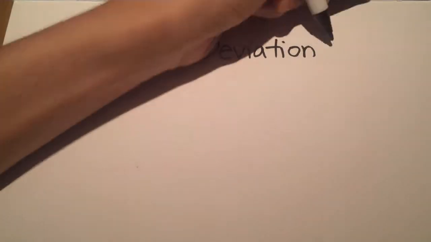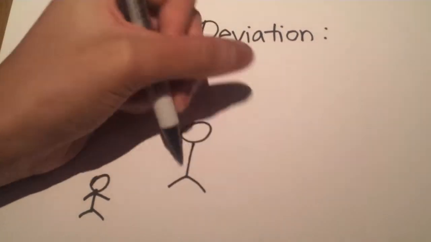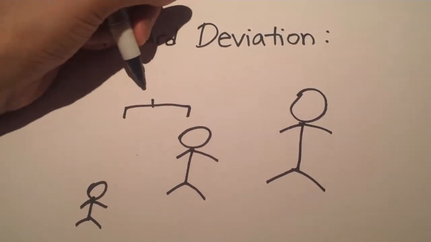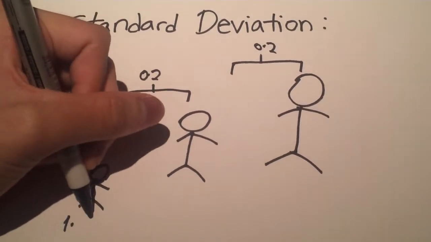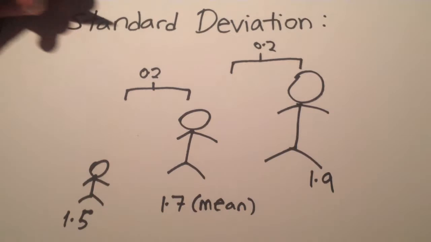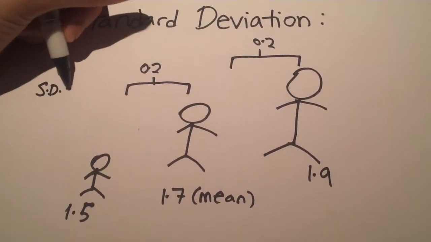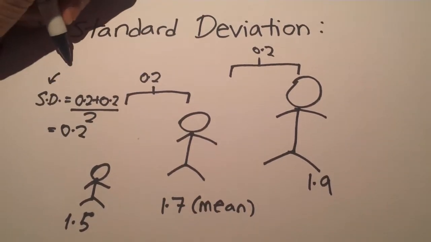Here we have the standard deviation. It shows how much a particular value deviates from the mean. Here we have 3 guys, arranged from the shortest to the tallest. We'll take the mean height to be the middle dude at 1.7 meters. The difference between the first guy and the mean is 0.2. Same goes for the difference between the third guy and the mean. Standard deviation can be calculated by finding the average. A high standard deviation indicates that the data is spread out. SD can also be denoted as sigma.